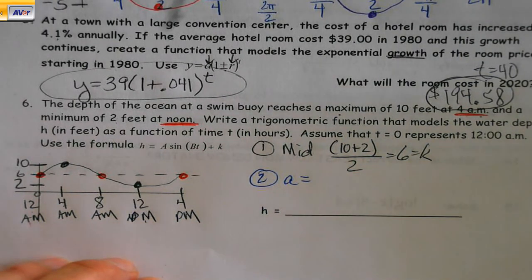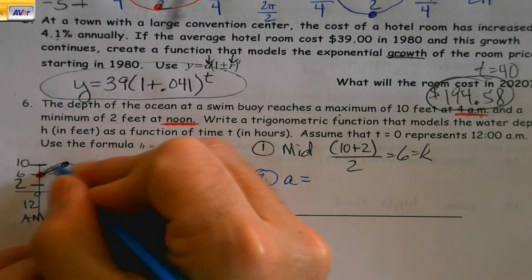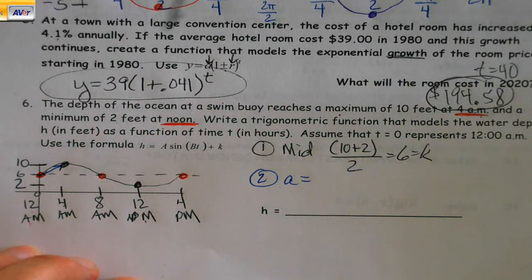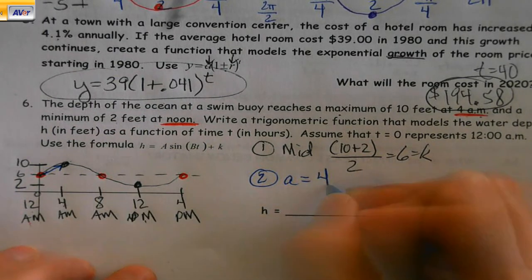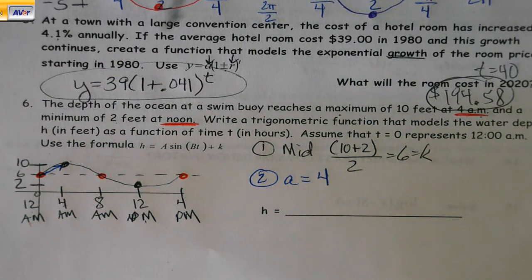Next is my A value. We talked about going from the first to the second point. What direction am I going? How many am I going? I'm going up, and to get from 6 to 10 is 4. So my A value is 4. 2 down, 1 to go.